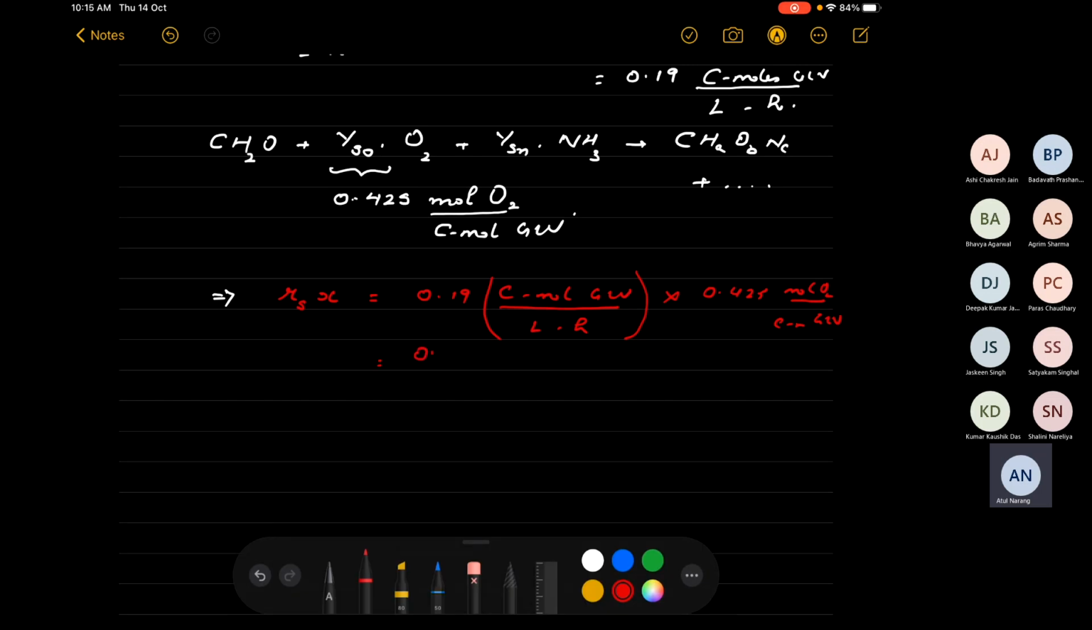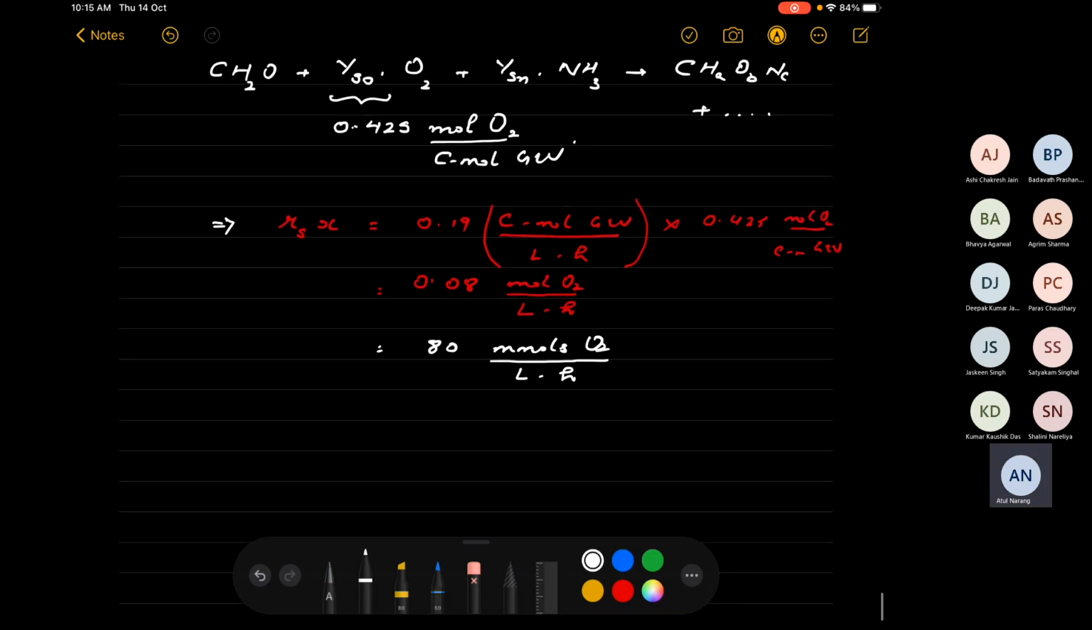This is 0.08 moles of O2 per liter per hour. So this is the order of magnitude. This is just a typical operating condition. This is your oxygen requirement. If you want to remember it better in millimoles, this is 80 millimoles of O2 required per liter per hour. This is your requirement.